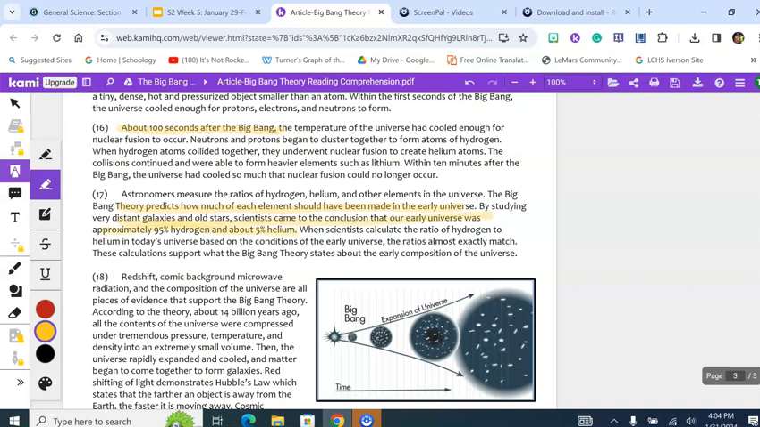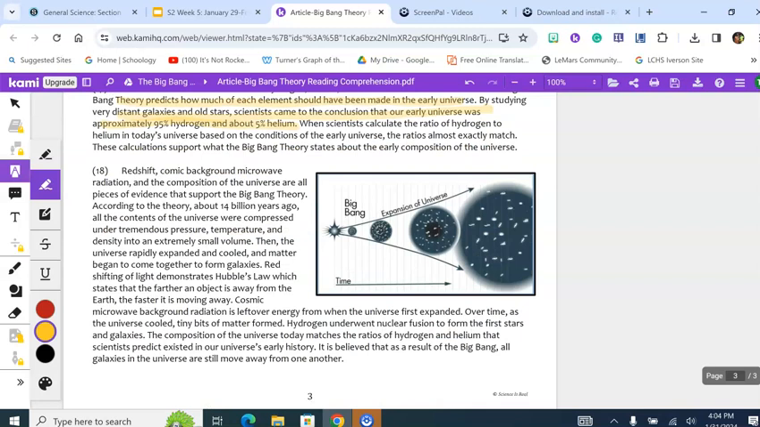When scientists calculate the ratio of hydrogen to helium in today's universe based on the conditions of the early universe, the ratio almost exactly matches. These calculations support what the Big Bang Theory states about the early composition of the universe.